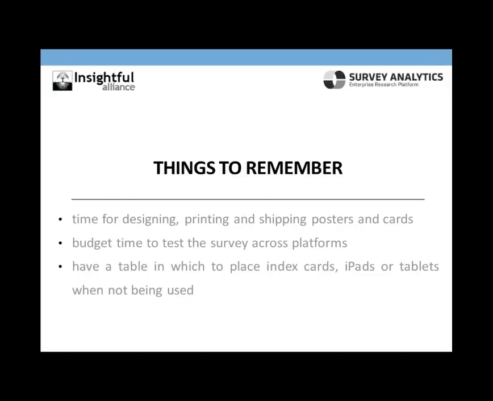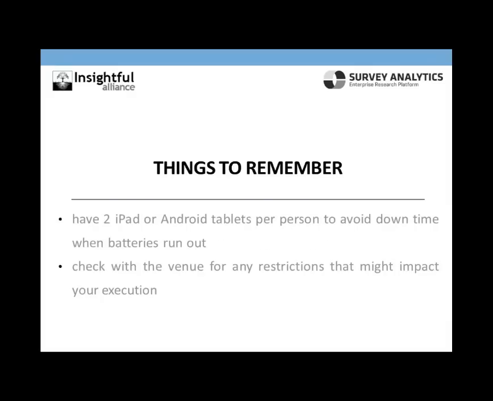And the last thing is, very quickly, 2 slides here with things to remember. These aren't considerations, it's just things I recommend you do. Remember, budget ample time to design, print, and ship the posters and cards. Budget time to test the survey across platforms. I didn't mention this, but have some kind of space where you can store index cards, iPads, or tablets when they're not being used. With the Reebok booth, we had a storage space within the booth that we used. But if you're not going to have that, you've got to find somewhere to put them. You might have 2 boxes full of 3,000 cards, and you've got to have somewhere to put those.